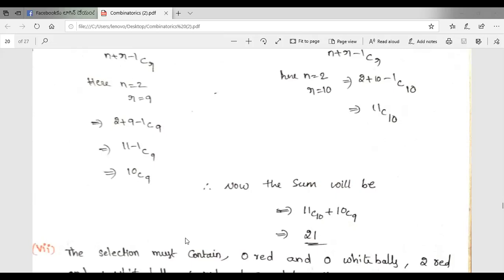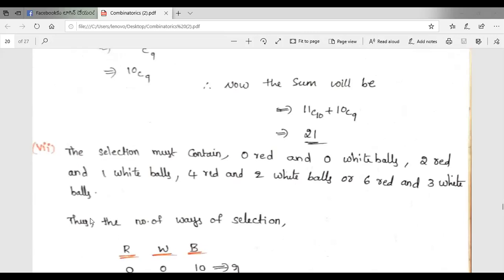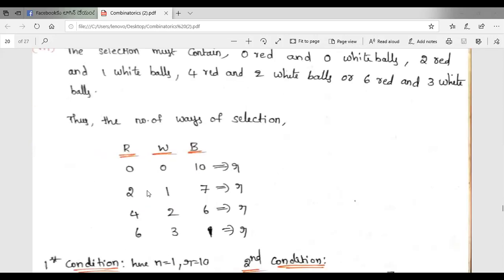Seventh question: twice as many red balls as white balls must be selected. The selection must contain 0 red and 0 white balls, 2 red and 1 white ball, 4 red and 2 white balls, or 6 red and 3 white balls. Here the question is that twice as many red balls as white balls must be selected. So the number of selections is shown here.